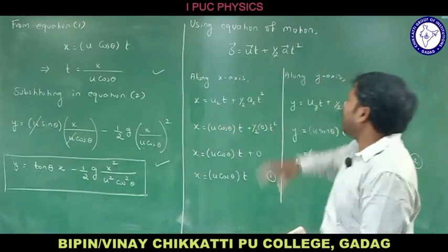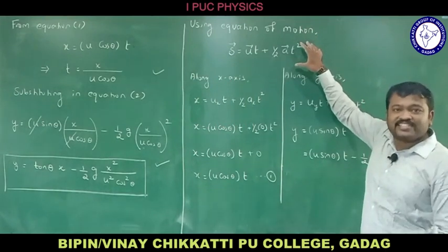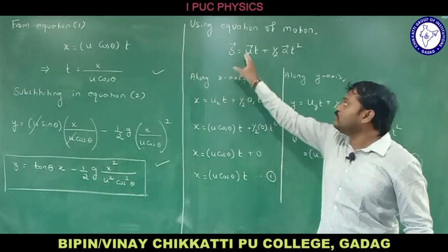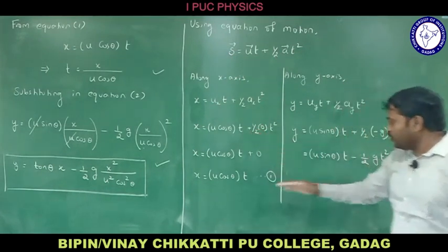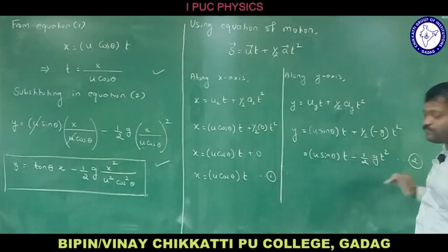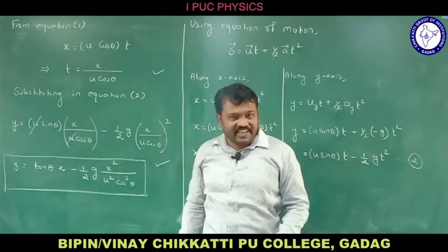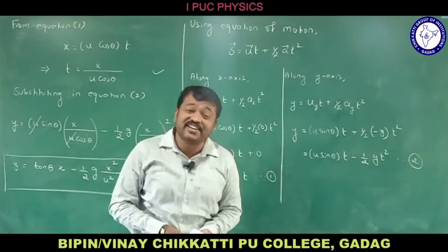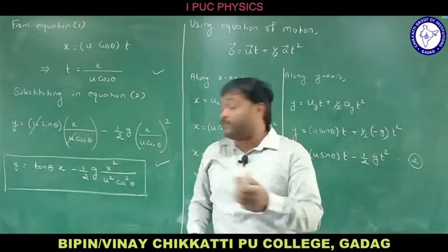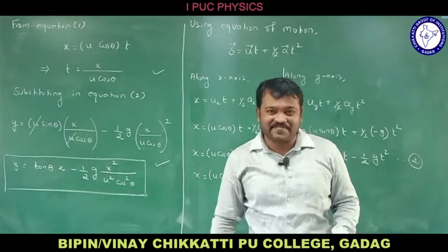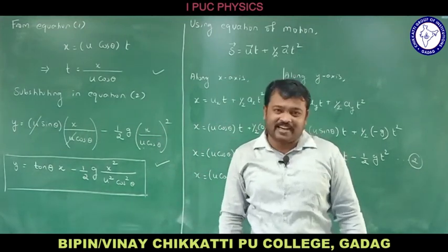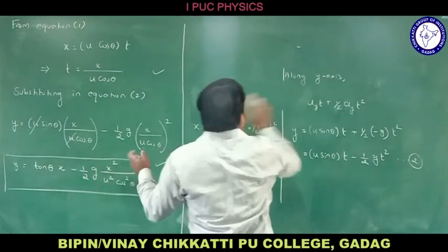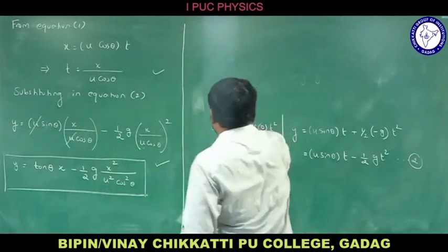Okay, first understand. I have taken s equal to ut plus half at square, since it is two dimensional, along the x axis and along the y axis. So I have split s, u, a into x components. After taking like this, I got equation 1. After completing this, I got equation 2. From equation 1, I got the value of t. I will be substituting that t in equation number 2. And we got this equation. And this equation is called, this is what we say, the projectile equation, right? Equation of trajectory of a projectile, right? And let me prove it is a parabola. Now let me prove this, it is a parabola.